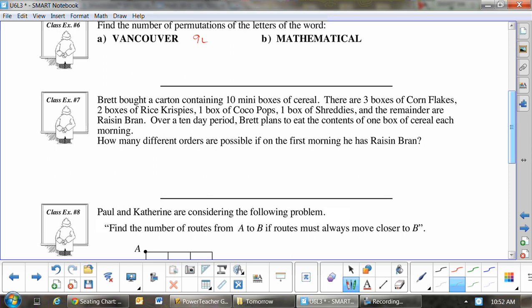How many repeats? 0. 2 V's. See, I told you this isn't easy. I mean, the grade 1s would even take a little less time than you guys did. But they would still be challenged with this one. So there are 2 V's. So all you have to do is go 9 factorial divided by 2 factorial. Because of the V's, and that works out to be 181,440.